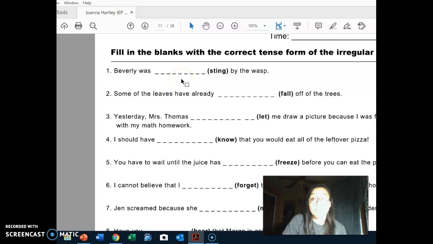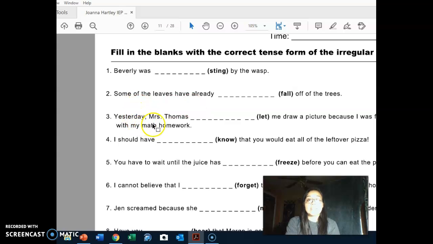Stung. Awesome. Good job answering. Number 2. Some of the leaves have already fall off the trees. Some of the leaves have already fallen off the trees. What word would you use? Fallen. Awesome answering that question.